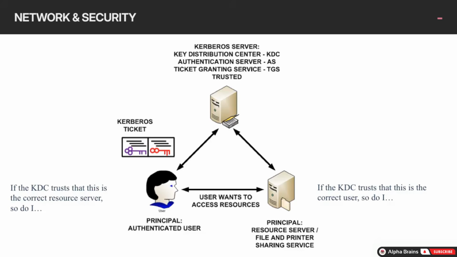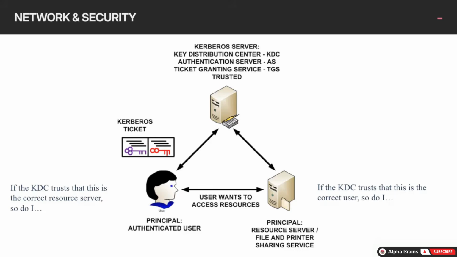The resource server validates that the ticket actually came from a trusted KDC, and then decrypts the side of the ticket that includes the user's credentials as defined by the KDC. And now the resource server trusts that the user's identity has been validated by the KDC. And if the KDC believes this is that user, the resource server trusts that it is also that user.